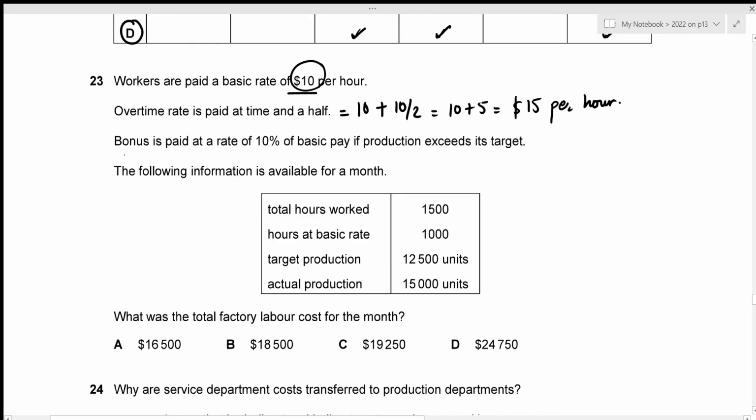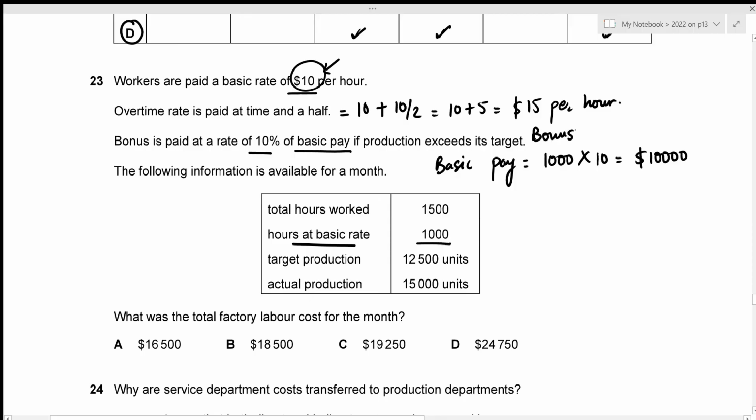Alright, then the bonus is paid at a rate of 10% of basic pay if production exceeds its target. Let's have a look at the given information. We can see that the basic rate hours is 1000 hours, which means that the total basic pay is going to be the number of basic hours, which is 1000, times the basic rate per hour, which is 10. So the total basic pay is going to be 10,000, and the bonus is just 10% of this basic pay.